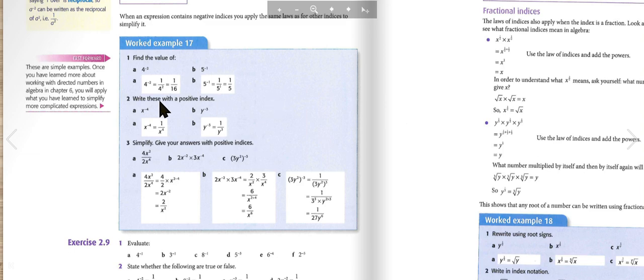Question 2. Write these with a positive index. So here are the answers again. Simplify. Give your answers with positive indices. 4x squared over 2x to the power of 4. 2x to the power of negative 2 over 3x to the power of negative 4. 3y squared to the power of negative 3. So here are the answers, the bottom row, not the top ones, but the bottommost rows.